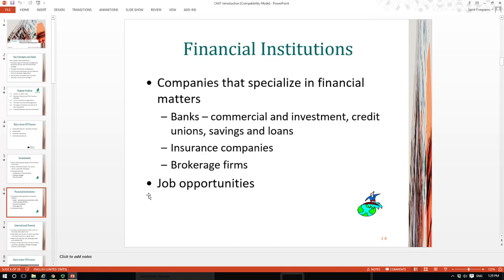In the financial institution area, those financial institutions are companies that specialize in financial operations, and it could be a bank, an insurance company, or a brokerage firm. There are hundreds of thousands of job positions in this area available across the country on a daily basis.